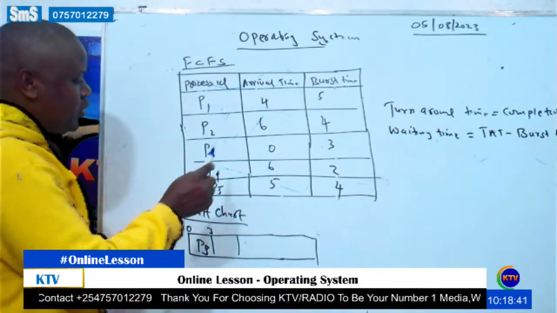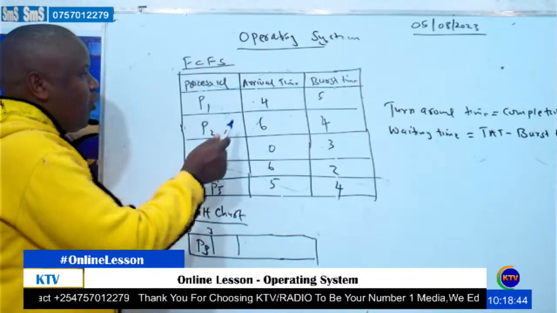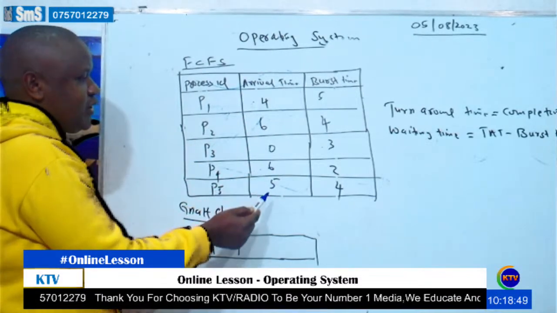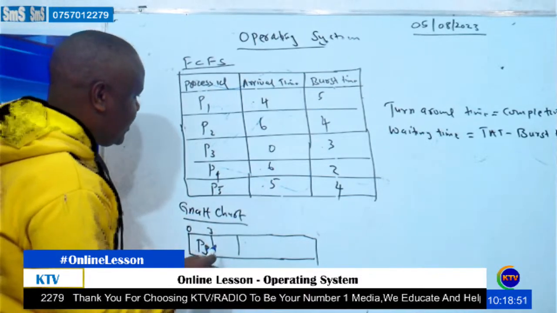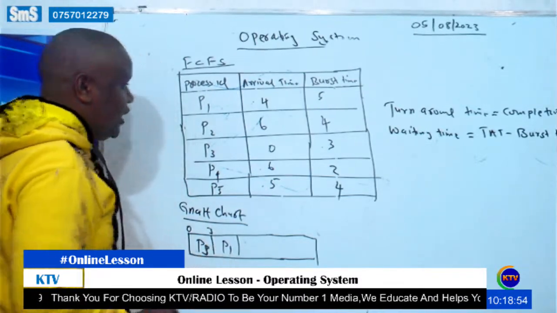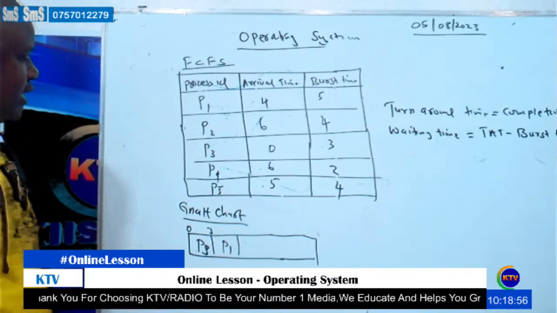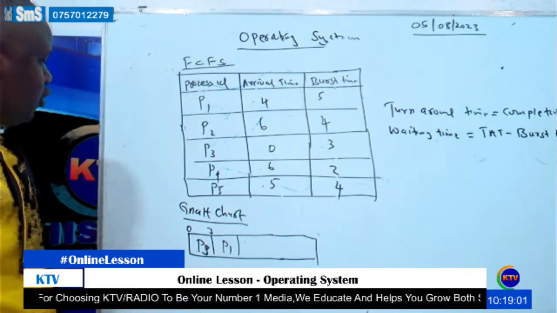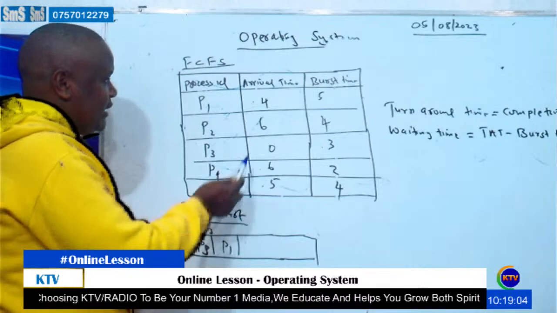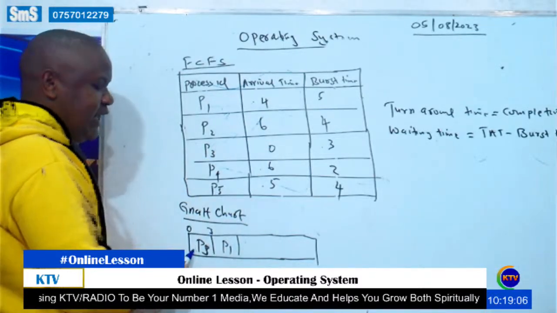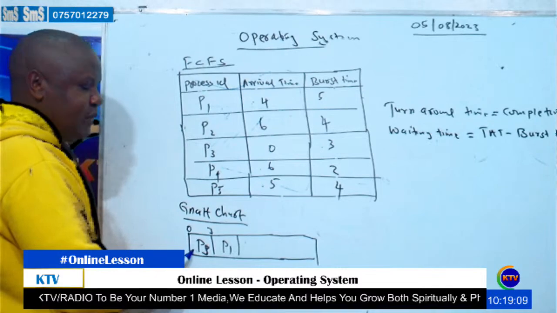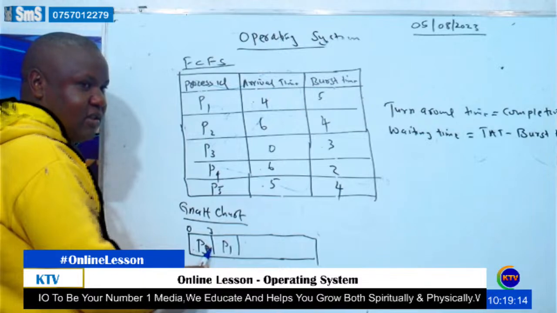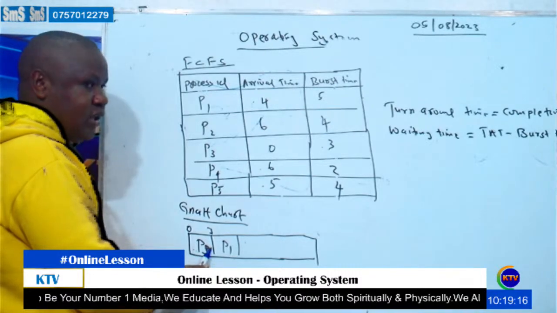Process 1. Why? We take process 1 because, according to the arrival time, it arrived earlier than process 2, process 4, and process 5. So we take process 1. How long was it expected to take? 5 minutes. It arrived at 4 minutes, but process 3 was already in the CPU, so it waited for process 3 to complete first.